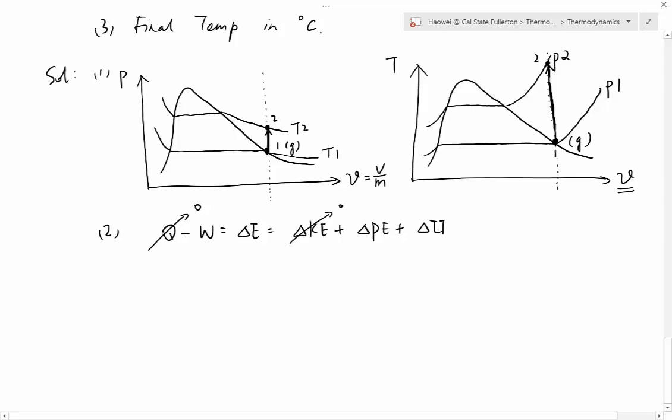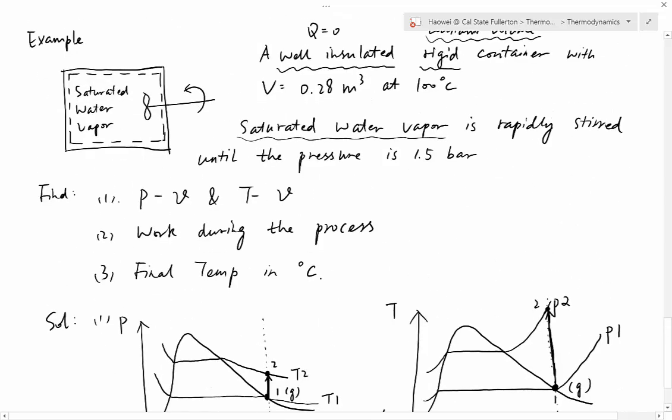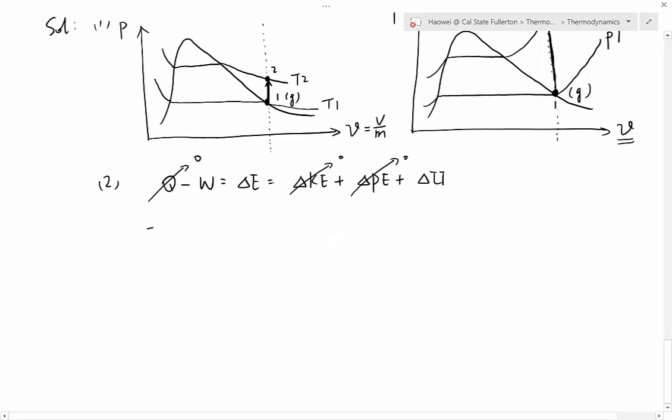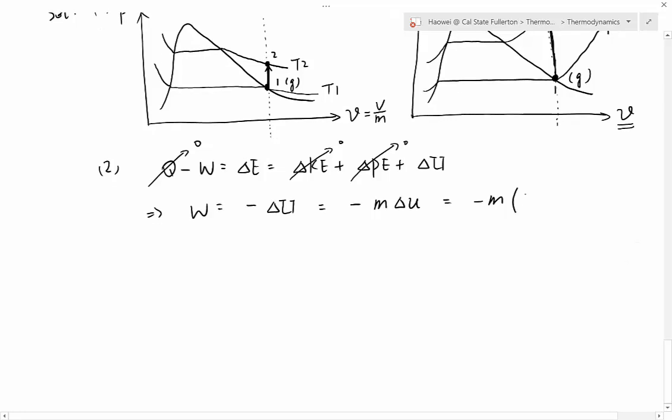Next one, delta PE. What is the change of potential energy? Does the height of the water vapor change? No, it doesn't. So there's no change of potential energy. Delta PE goes to 0. So to find work, work is equal to negative delta U. Then we rewrite capital U into lowercase u, just like before. It becomes mass times delta lowercase u. Delta means final minus initial, so it's lowercase u2 minus lowercase u1.